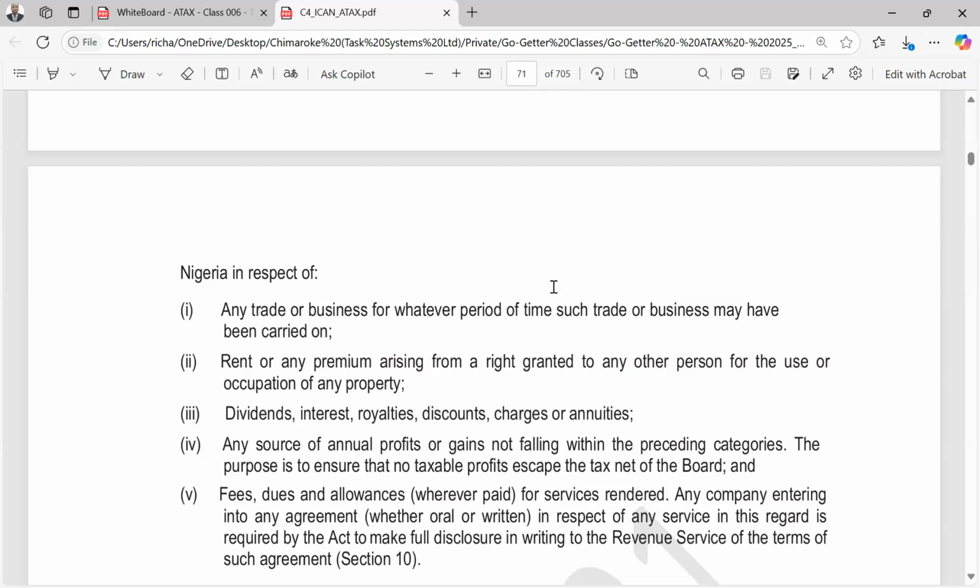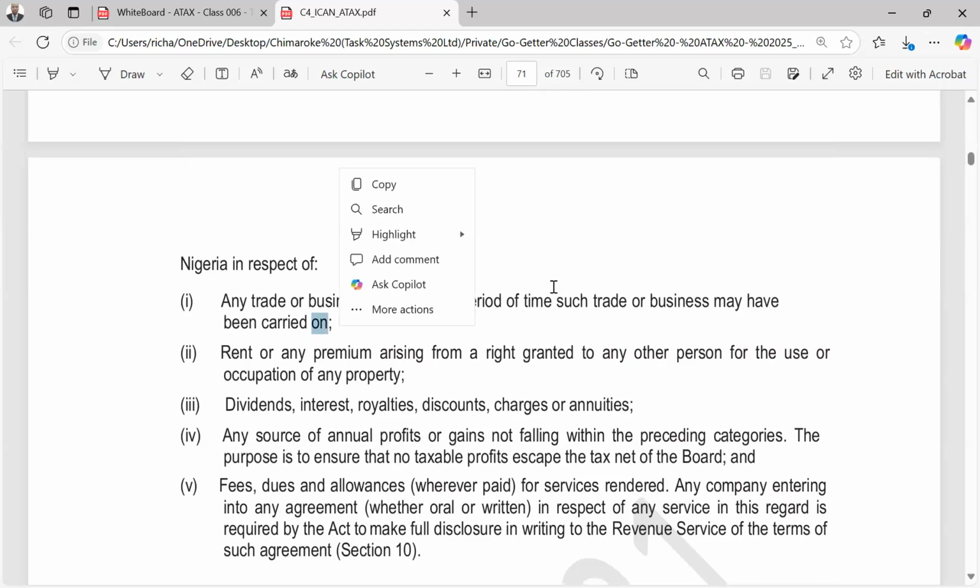So even though you are a civil servant, a non-resident, or a resident, as long as you are doing the business in Nigeria or you bring the profits into Nigeria, it's going to be taxed. Then we also have rent. Then we have dividends, interest, royalties.